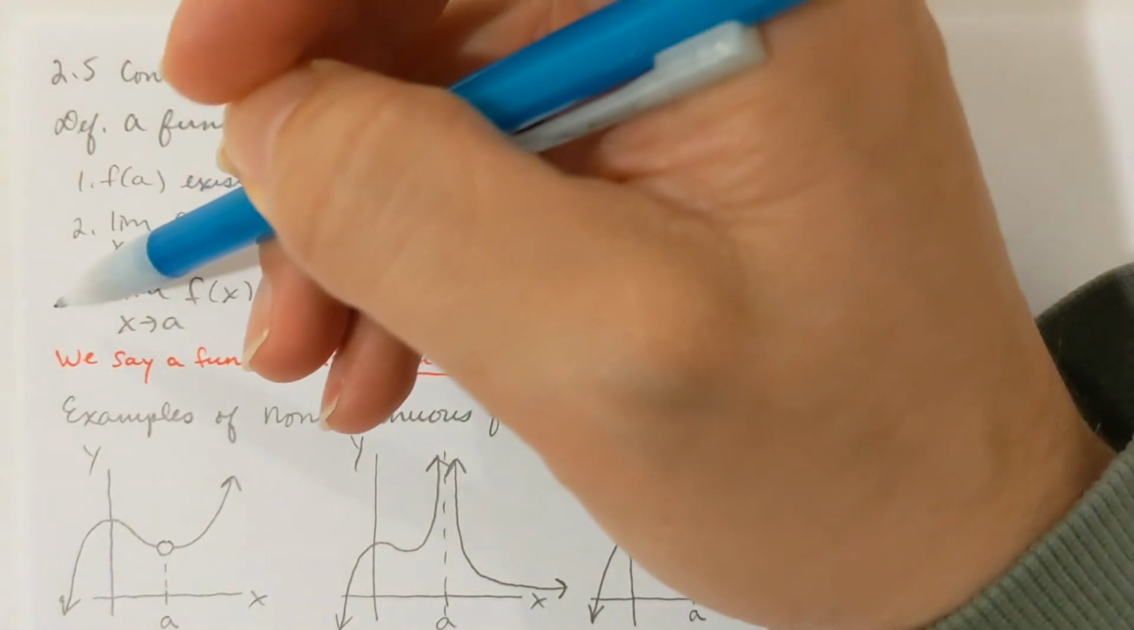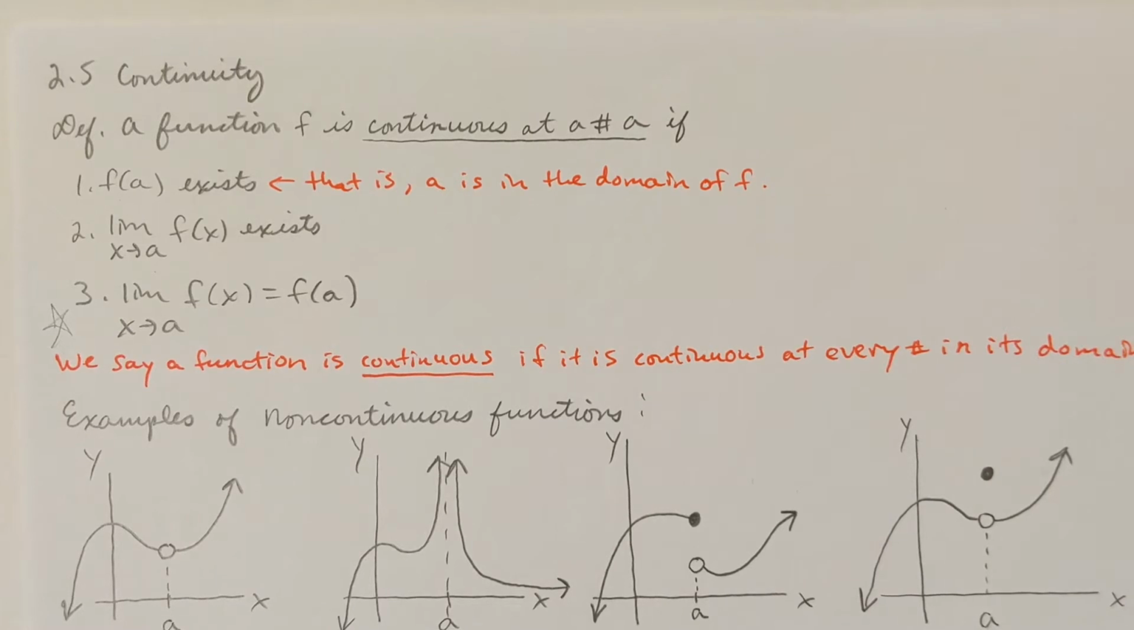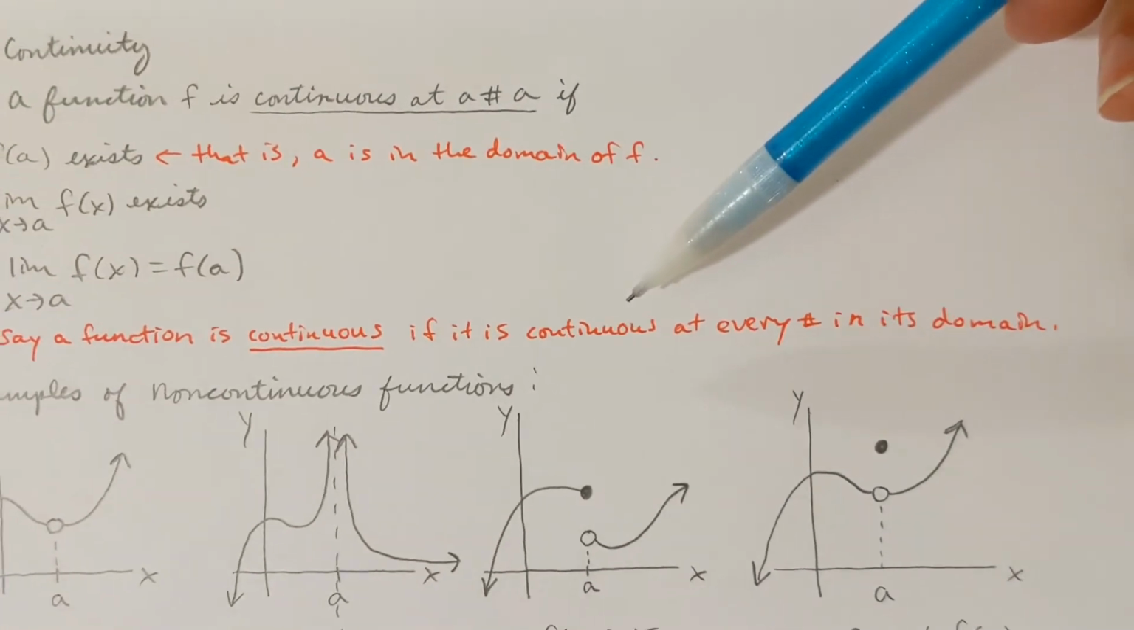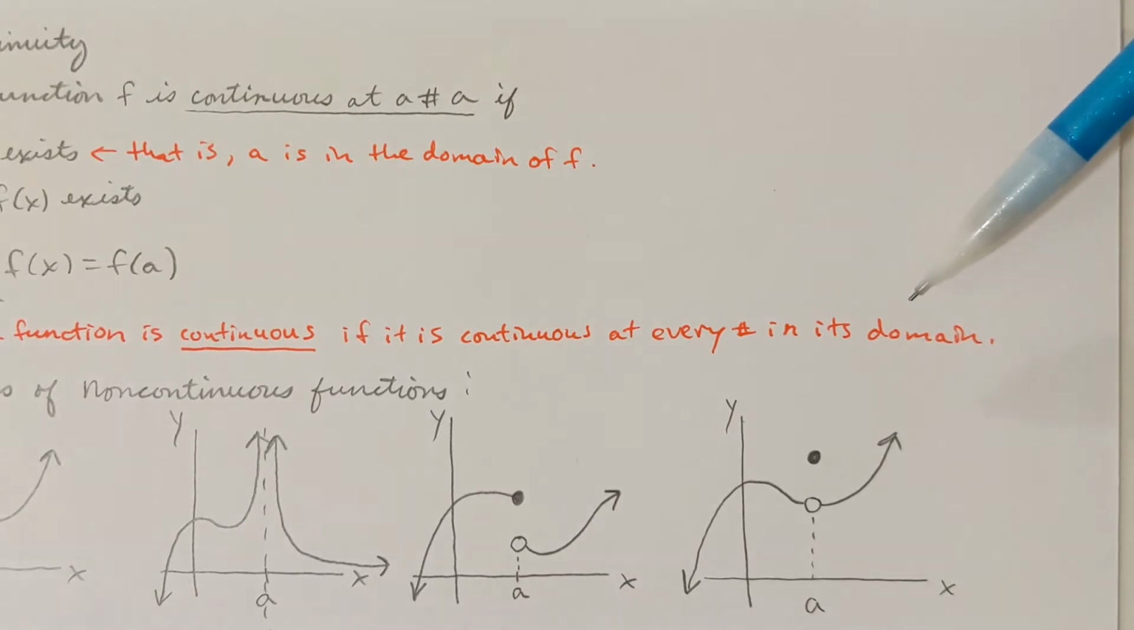I want you to put a star by that last item, item 3, and make sure that you know that, because any questions about continuity where they want a calculation, they're wanting you to use this starred statement. And using that, we will be able to show that a function is continuous at a number a. We say that a function is continuous if it is continuous at every number in its domain.